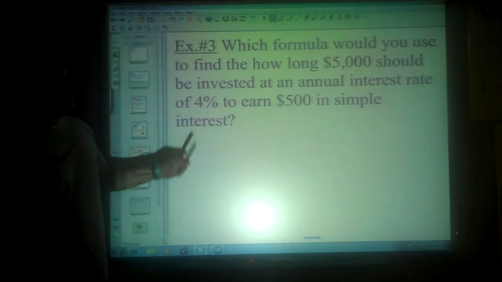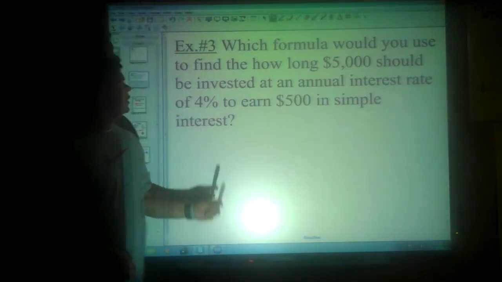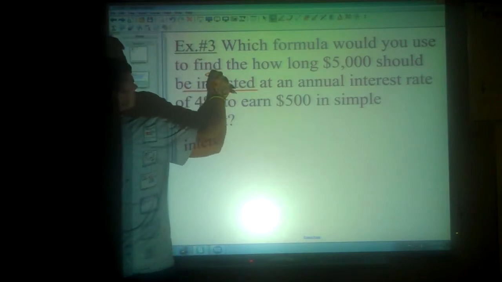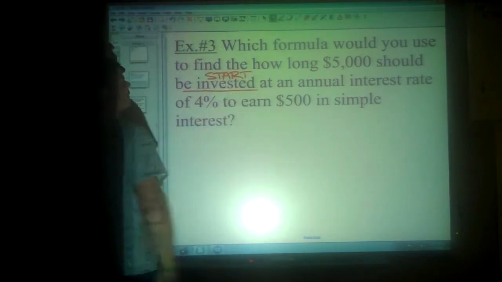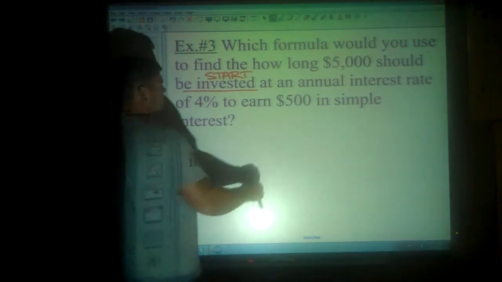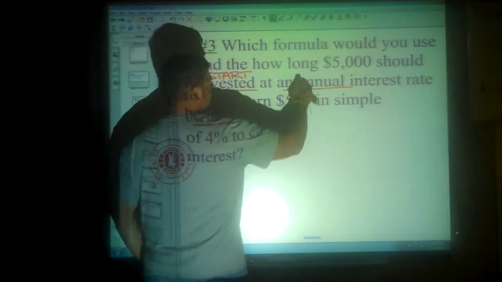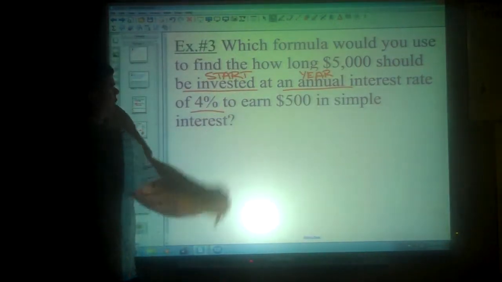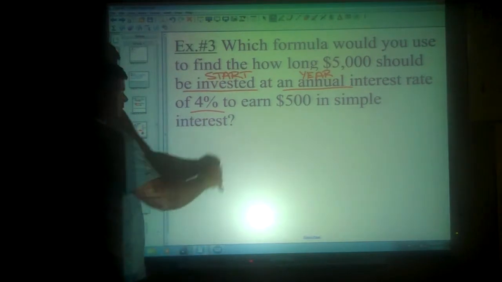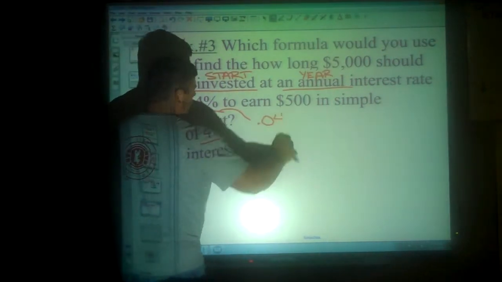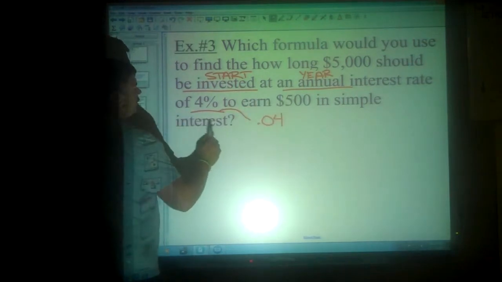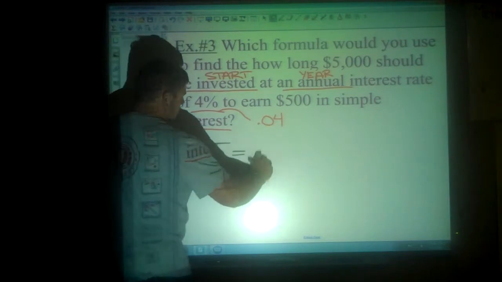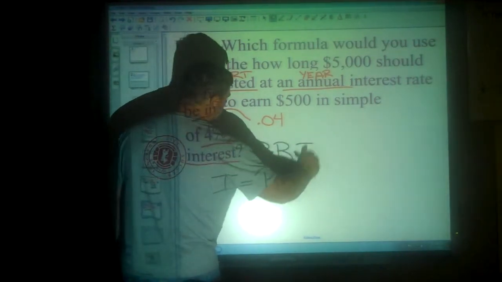Which formula would you use to find how long $5,000 should be invested? Invested means put in. So that's your start amount, which we refer to as the principal. At an annual, that means per year, at an interest rate of 4%, 0.04, to earn $500 in interest. I equals P times R times T.